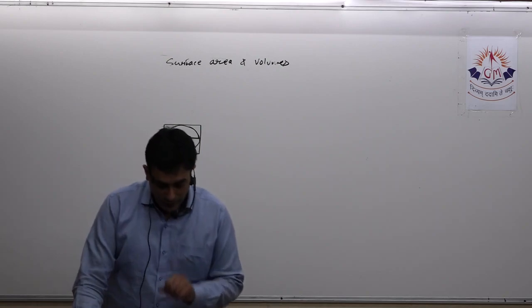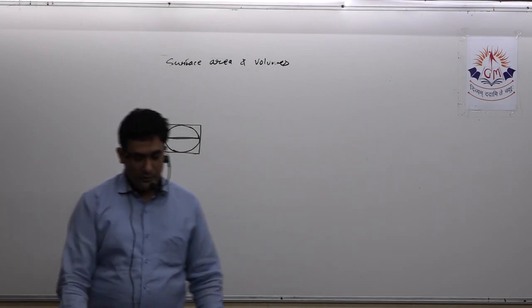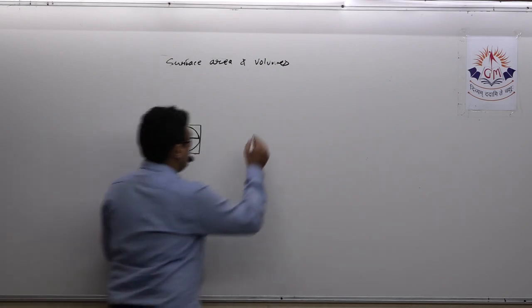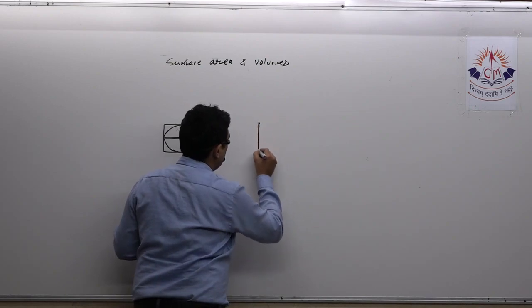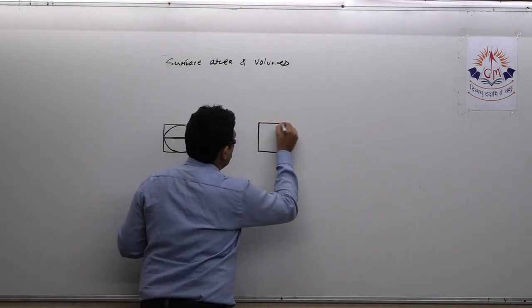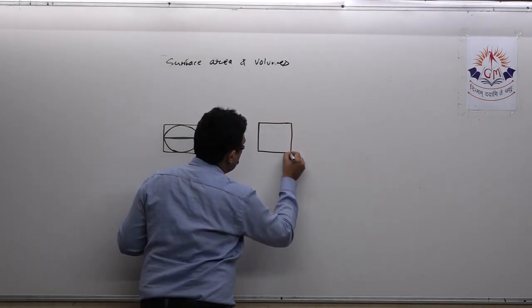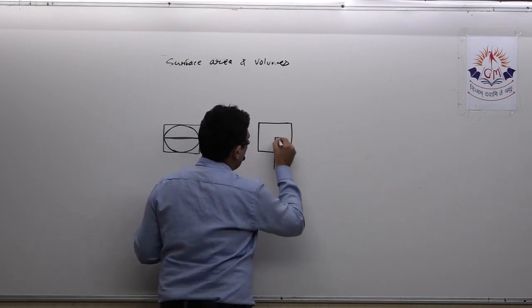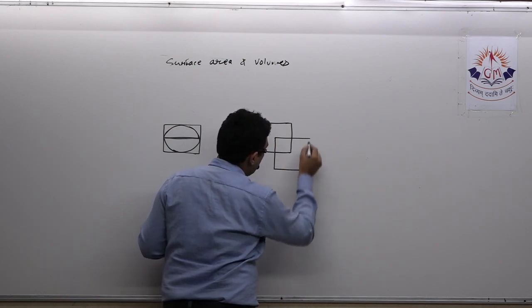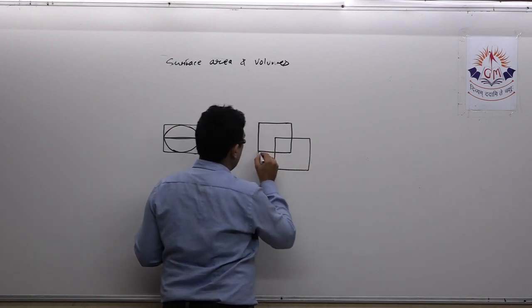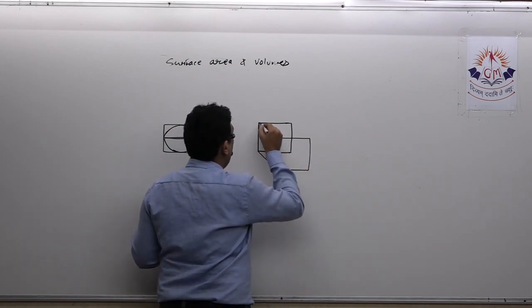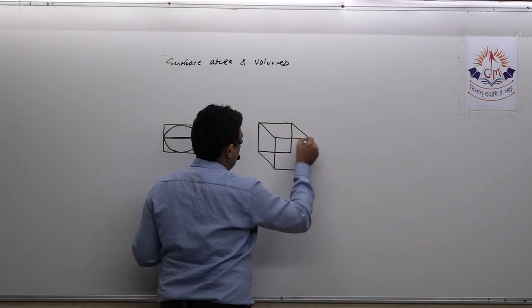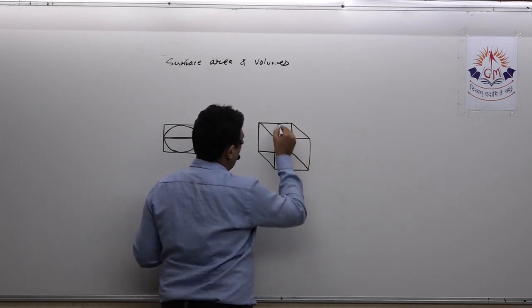Now you have to find the surface area of the total solid. Let me draw the diagram. Again, the only thing you have to understand is that the total surface area of the solid does not mean that you have to find the total surface area of the hemisphere and the cube and then add them. Definitely it does not mean that.